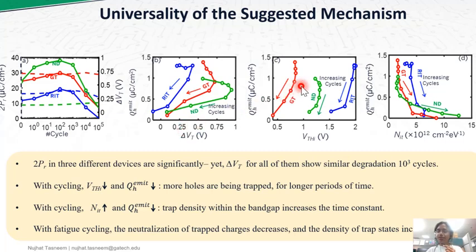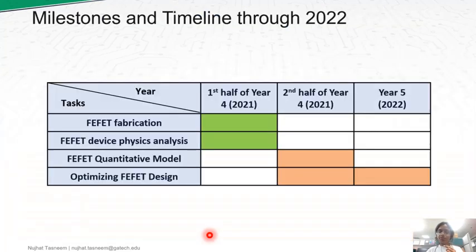With cycling, the decrease in high threshold voltage with the decrease of hole emission indicates that more holes are being trapped for longer periods of time. Also, emitted holes declining with the increase of NIT suggests that increase in the trap density with the band gap increases the time constant. We have successfully fabricated and analyzed ferroelectric FETs.